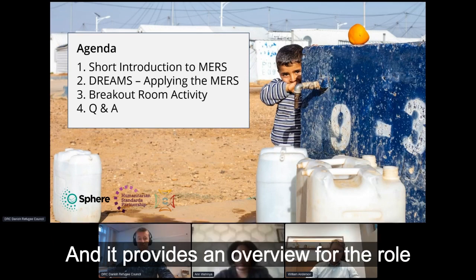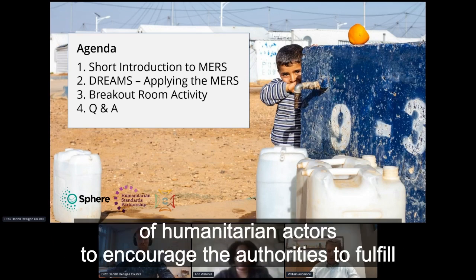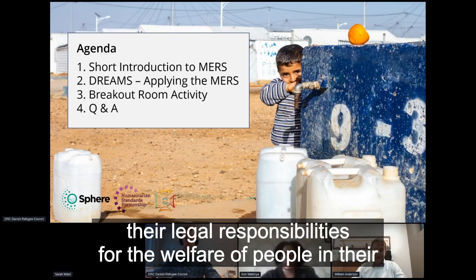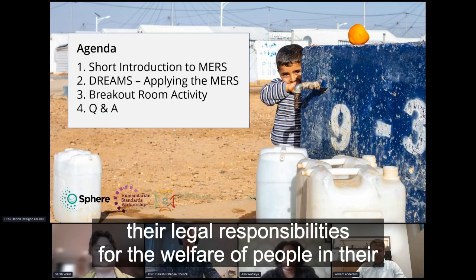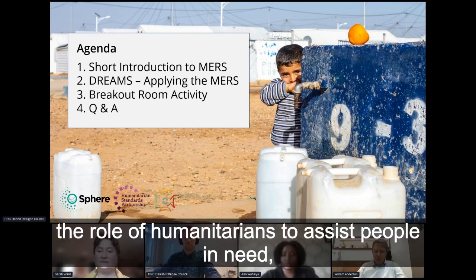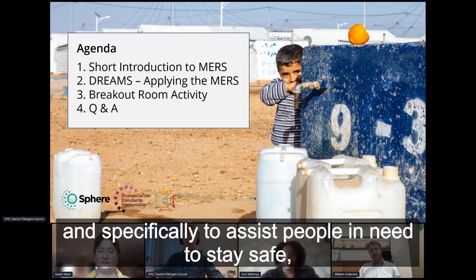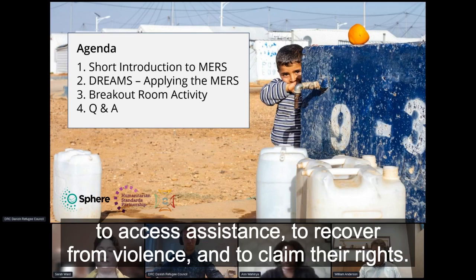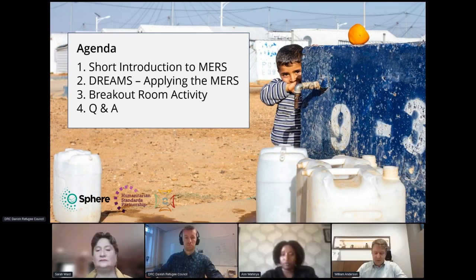And it provides an overview for the role of humanitarian actors to encourage the authorities to fulfill their legal responsibilities for the welfare of people in their jurisdiction or state. And if and when they fail to do so, the role of humanitarians to assist people in need, and specifically to assist people in need to stay safe, to access assistance, to recover from violence, and to claim their rights.